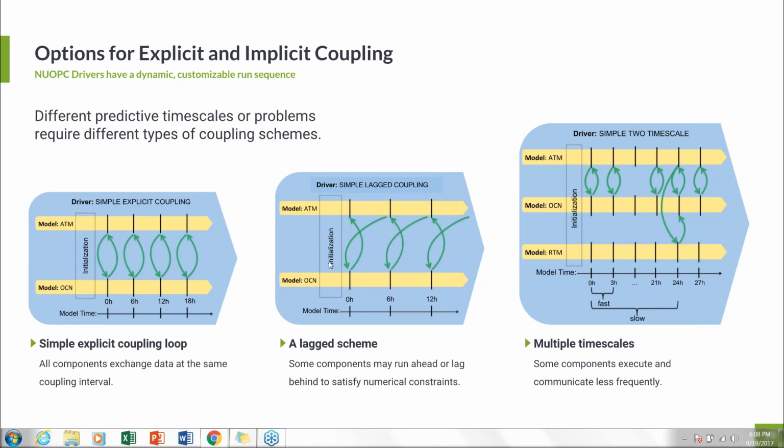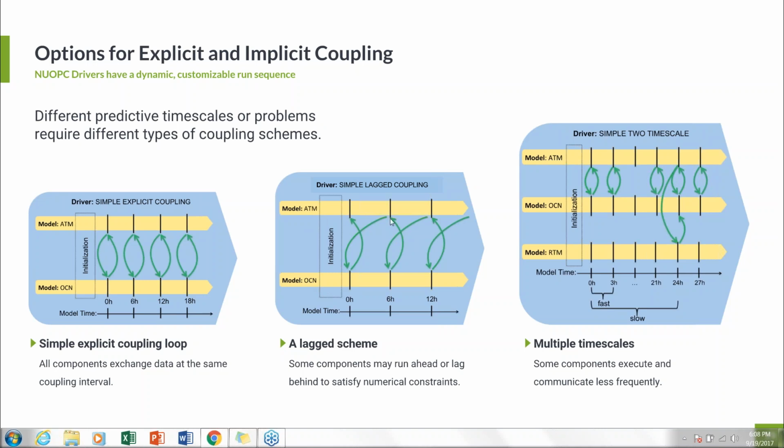In NUOPC, there are different options for both explicit and implicit coupling. Explicit coupling is depicted by this first picture here on the left, where at a regular interval, the components are exchanging data with each other. Now, sometimes you have a situation where one component needs information from a model at one time step, or potentially more time steps ahead, so you have this lagged configuration. NUOPC supports this by having control of the clocks.